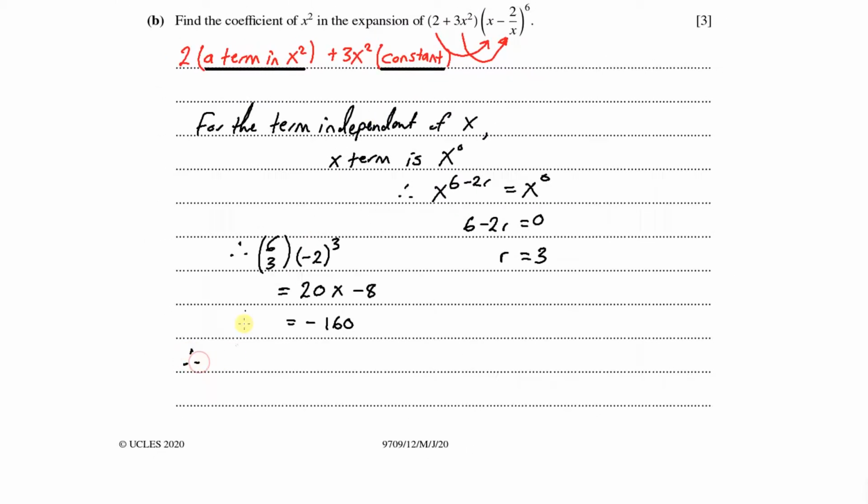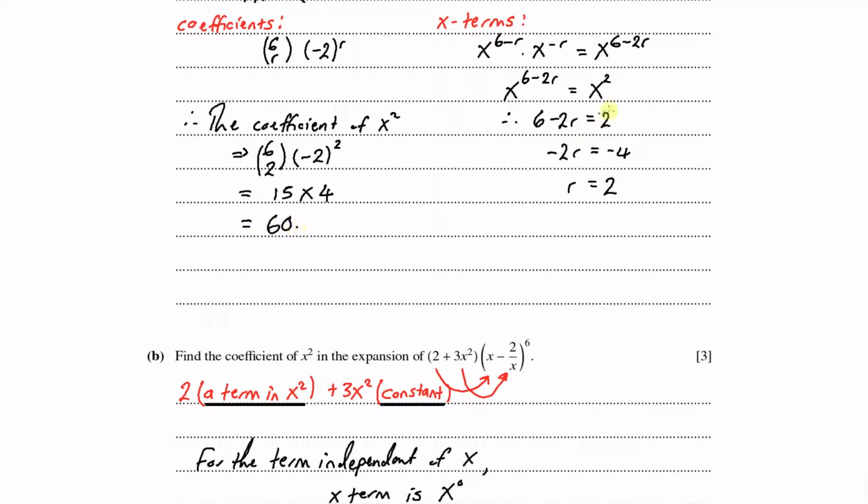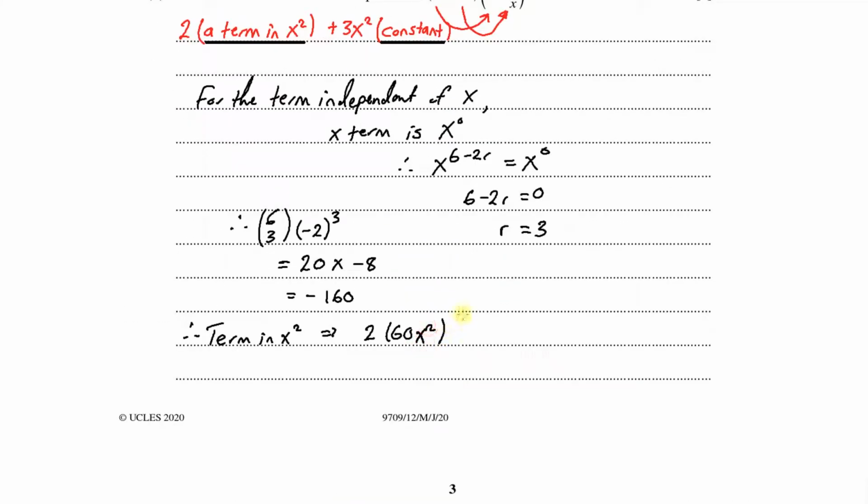So it therefore means that the term in x squared should come out as 2 of a term in x squared, which we said we got as 60 here. So that's 60x squared. And then that's plus 3x squared times the constant, the term independent of x, that's minus 160. So this gives us 2 times 60, that's 120x squared, and 3x squared times minus 160, that's minus 480x squared, and this gives us 120x squared minus 480x squared is minus 360x squared, and therefore our answer is minus 360. That's the coefficient of the term in x squared.